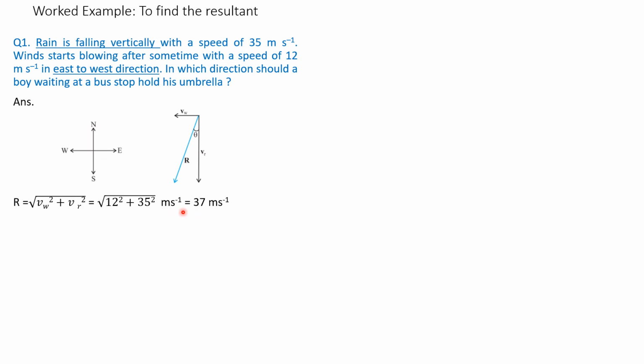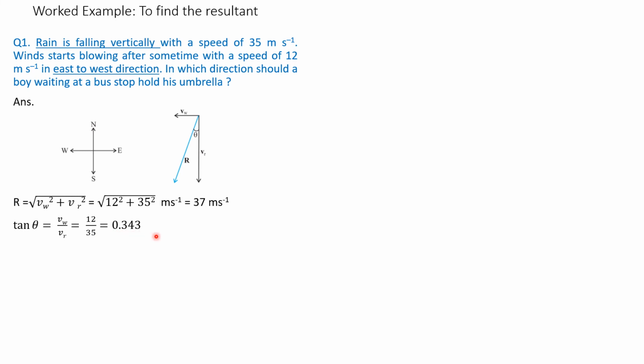So simplifying, we get the result as 37 meters per second. To find the angle theta, we take the tangent of the angle, that is the trigonometric ratio: tan theta is equal to VW by VR. VW is 12 and VR is 35, so 12 by 35, and after simplifying we get the ratio as 0.343.